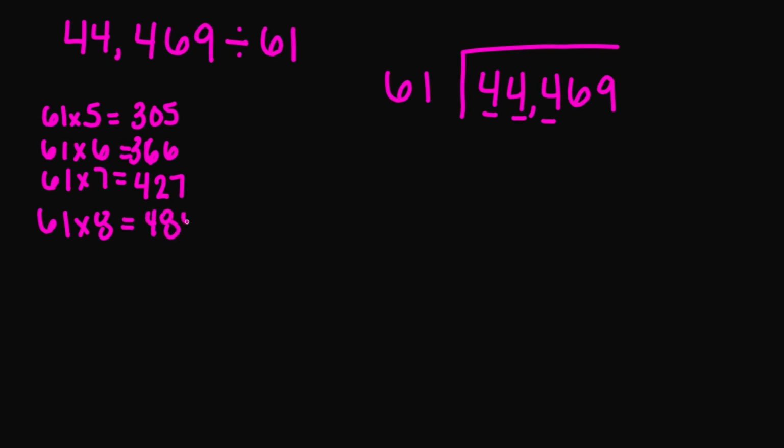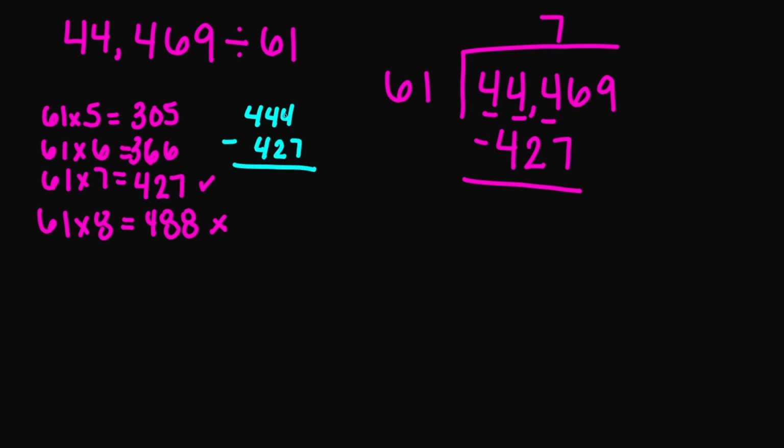Yeah, so this is too big. So the highest number that I can use is going to be 61 times 7, and that's 427. So I'm going to write a 7 up here. 61 times 7 is 427. Now we're going to subtract 444 minus 427.